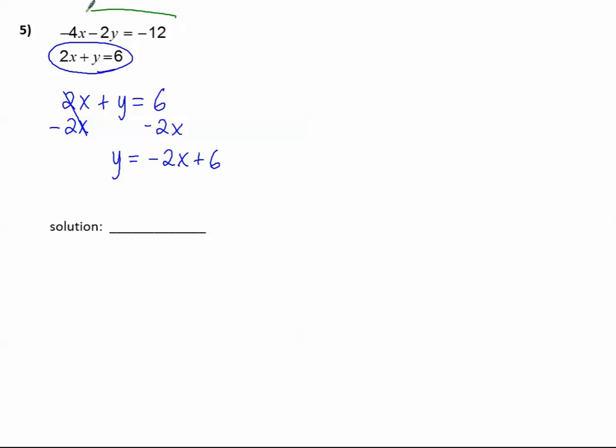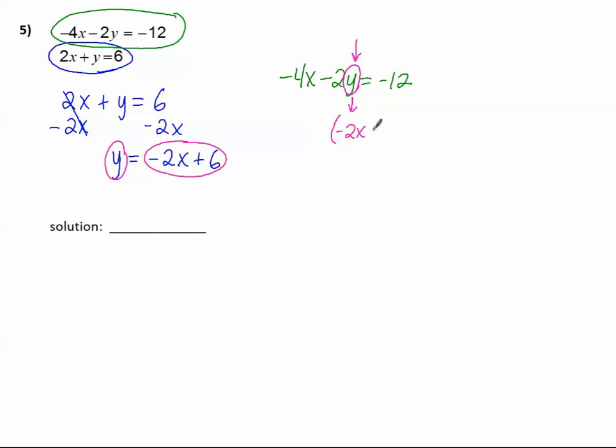Let's take the other equation to plug it into. Negative 4x minus 2y equals negative 12. I see everything that the y equals, and I'm going to plug it in for the y in the other equation. So where the y is, I'm going to write everything that y equals, negative 2x plus 6, and put all the other numbers around it. In front of the y was a negative 2. In front of that was a negative 4x. And after the y was an equals negative 12. Now everything is in terms of x.